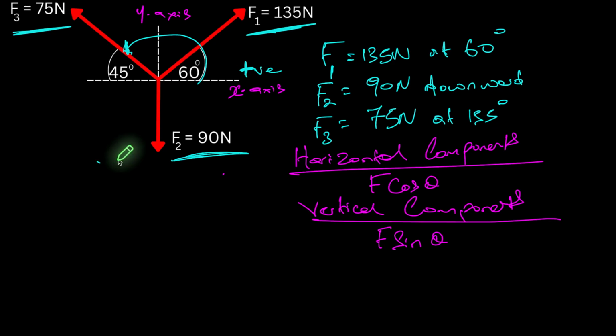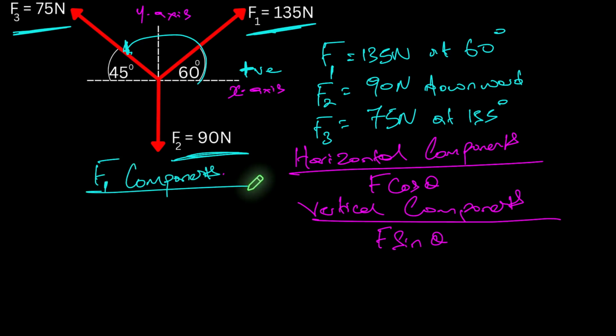So let's go for F1 components now. I'm going to slow it down so you can really get the full gist of what's happening here. For F1 components, remember that earlier we wrote down that F1 is 135 newtons going at 60 degrees. And we also have this formula that says to find the horizontal components, we use force, cos, and then the angle. That's exactly what we're going to do now. When I write F1 and a little x beside it, that's just the horizontal component for F1.